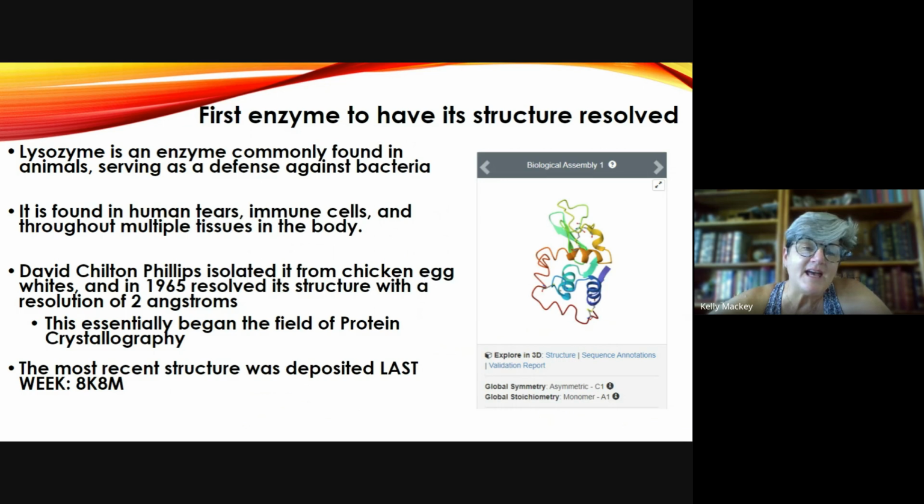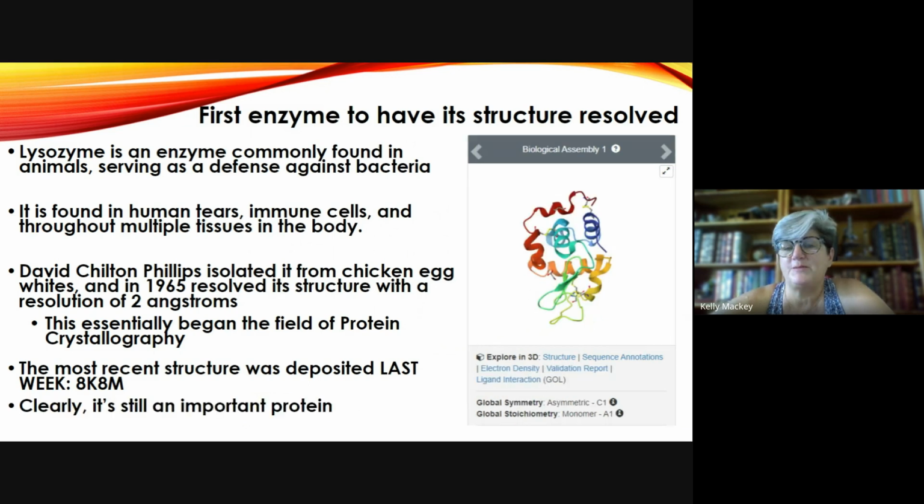That being said, the most recent deposit of lysozyme happened last week. So its structure is 8km. This is the 1975 structure here. And this is the one that was deposited last week. So clearly, it's still an important protein that people are doing lots and lots of work with.